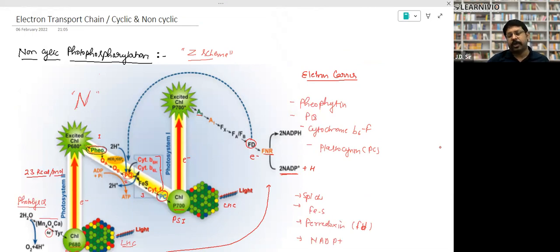Any one of you, please tell me, what is photophosphorylation? I will appreciate your answer. Please try it. I'll be very happy if you answer me. What is phosphorylation? Who is going to tell me? Safullah, please tell me.